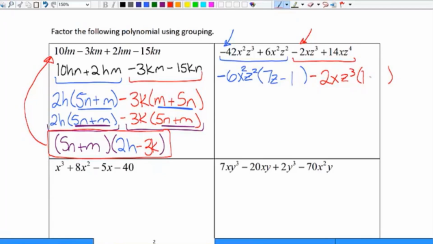Positive 14 divided by negative 2, that's negative 7. X divided by x, that's 1. Z to the fourth divided by z cubed, well, that's z. Are these two parentheses the same? Well, they're not quite the same. They're backwards, aren't they? So just like in the last problem, I'm going to rearrange.